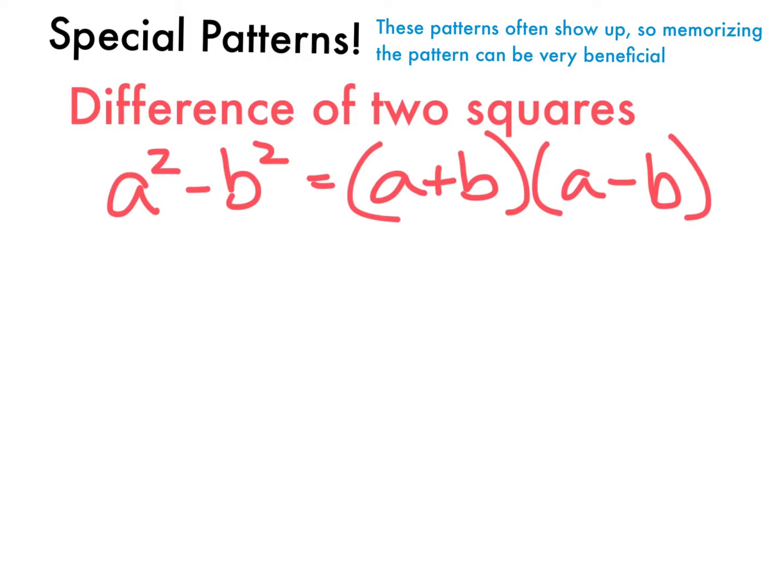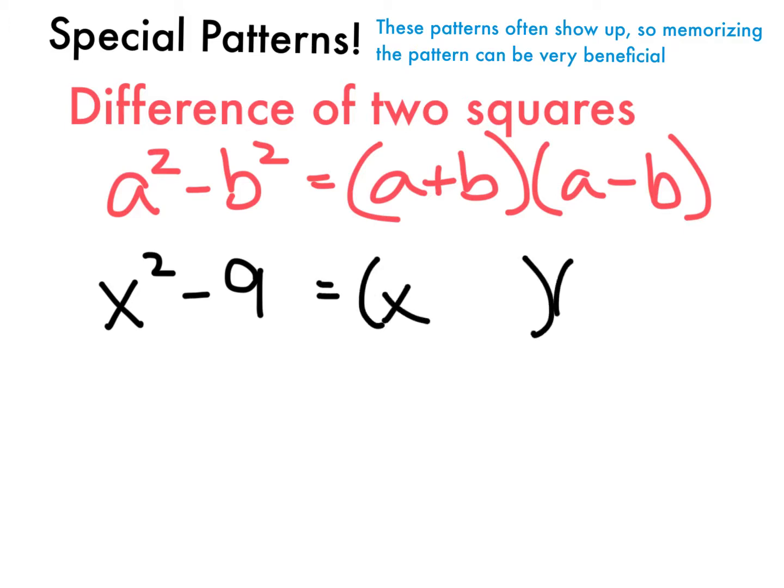If I had x squared minus 9, well, the x squared is pretty obvious, right? A squared, x squared. This factors down to x times x. So here I've got this situation going. Now, over here, this minus 9, 9 is just 3 squared. So this factors down to x plus 3 times x minus 3.